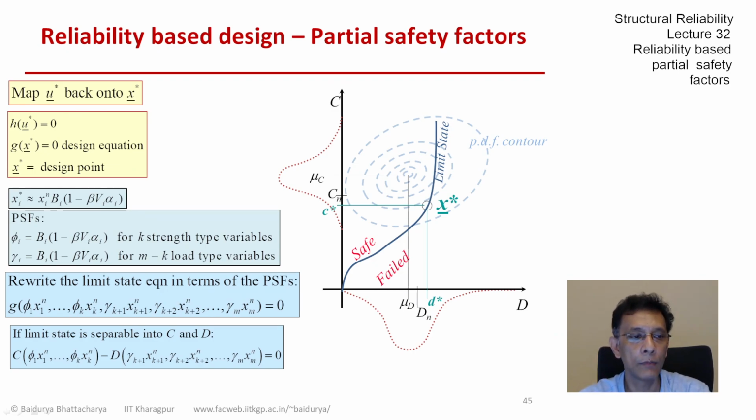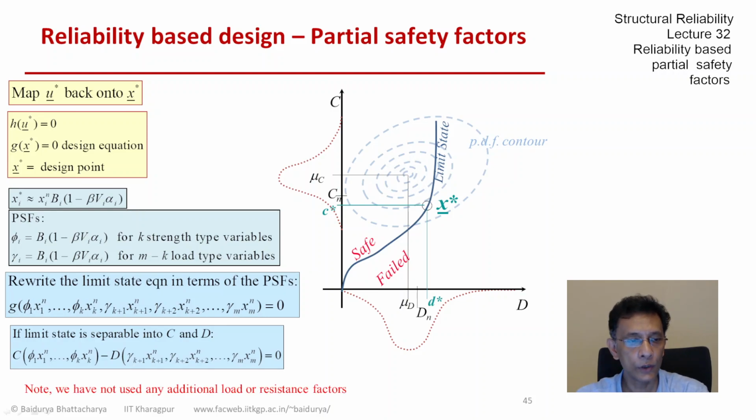Now, in addition to this, if the limit state is separable into C and D type variables, if we have a bunch of x's, those k strength type variables that we mentioned, they can give C, the capacity, and all the other m minus k load type variables can give D, the demand or the load, then we have a more traditional looking design equation, C minus D equals 0, and there all the phi's and all the gammas and all the nominal quantities are listed.